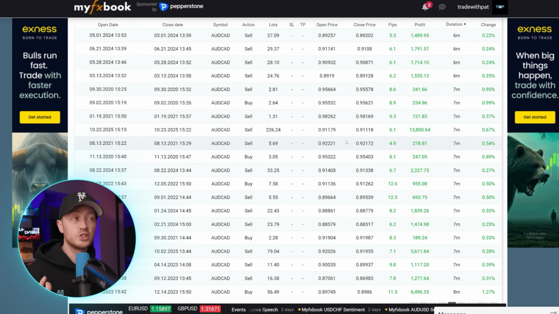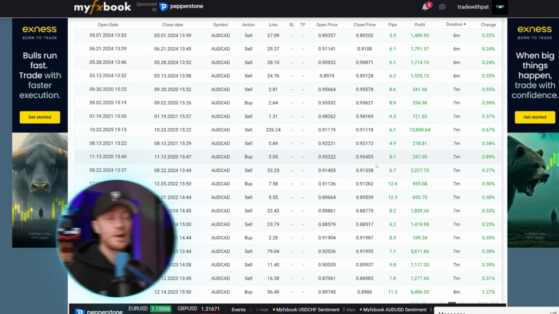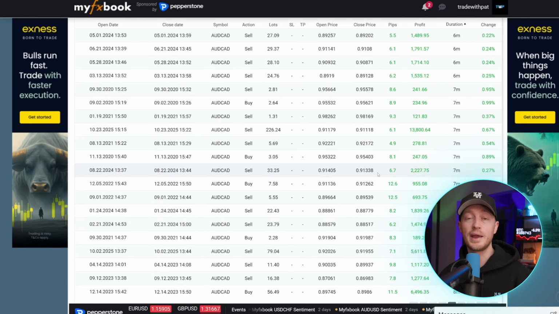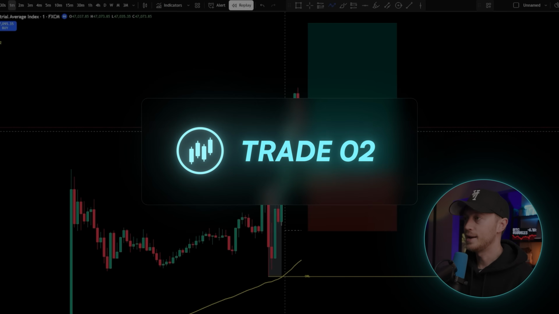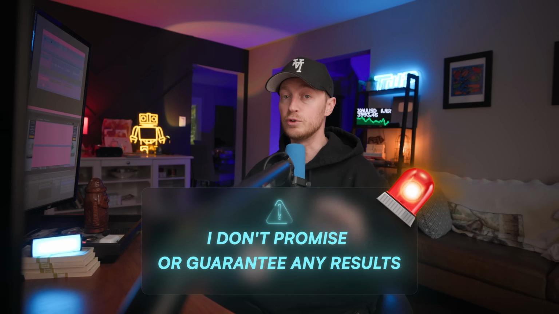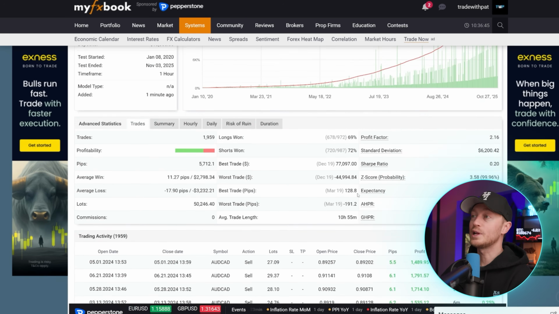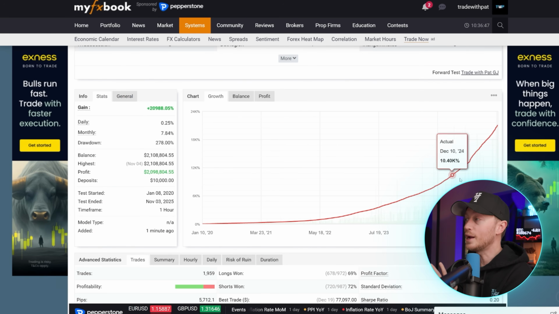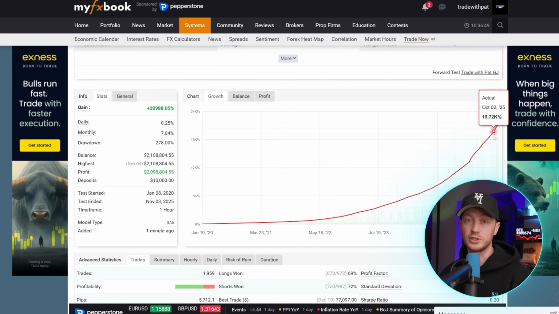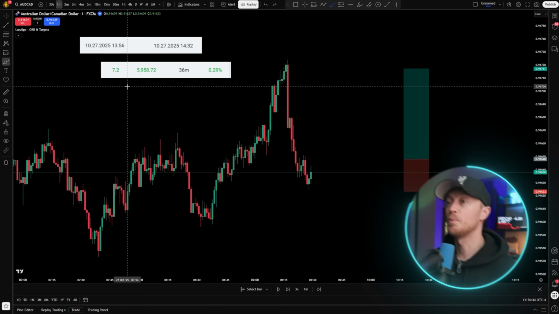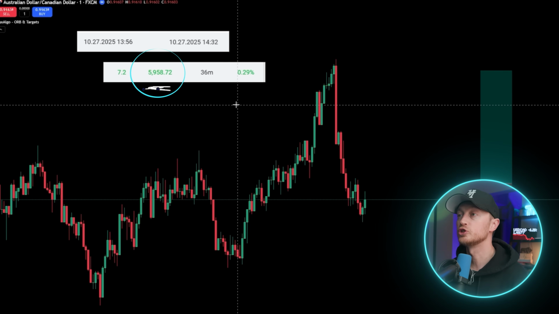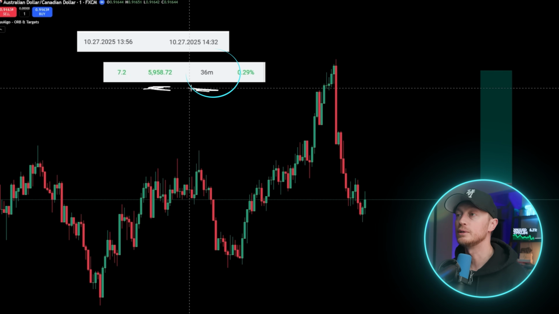Now, these performance numbers here are just from one single pair. I actually use this on many pairs. I'm going to teach you how to use the 1-minute scalping strategy on 4 trades, showing you 4 separate pairs, but I don't promise or guarantee any future trading results. Past results like this backtest here do not guarantee future performance. So let's get into the strategy. Let's start with a trade from the backtest here that the robot took for $6,000 in just under 40 minutes.